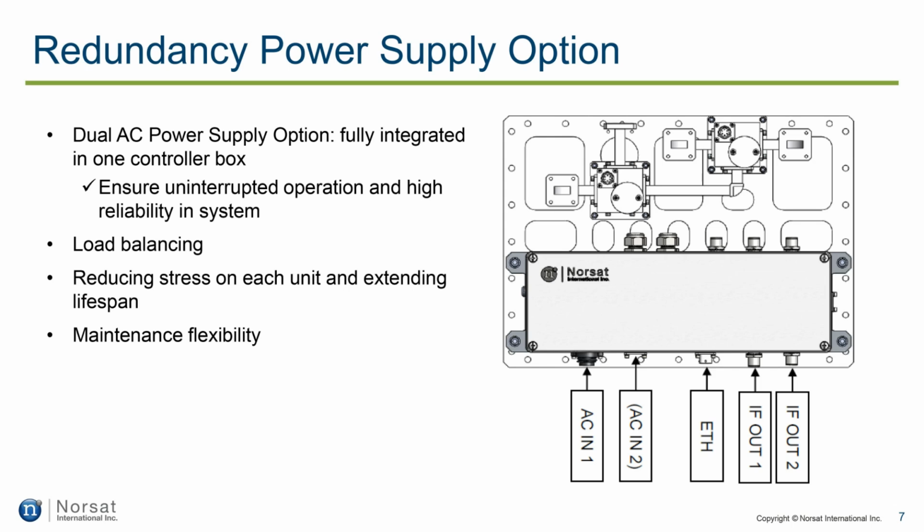Key features include uninterrupted operation. Dual input AC paths eliminate single points of failure. Load balancing distributes power demand evenly across units, minimizing thermal stress and prolonging component life. Maintenance flexibility enables hot swapping or servicing of one power supply without system downtime. This design is critical for applications requiring 24/7 reliability, such as data centers or industrial automation.